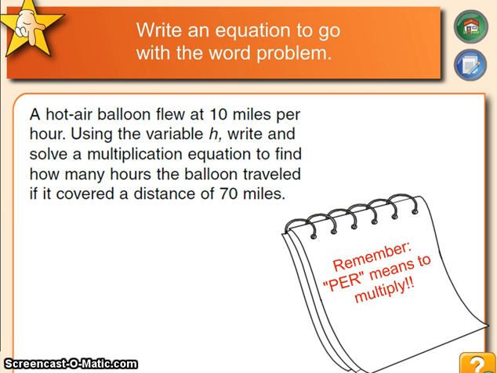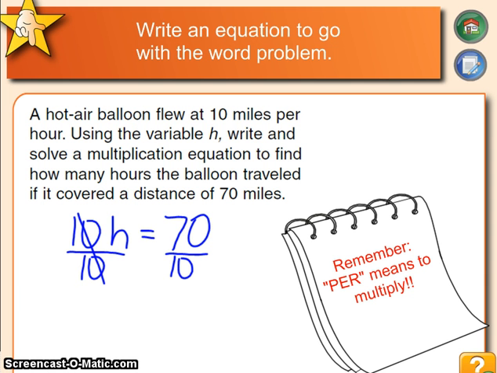Okay, so let's take it piece by piece. The balloon flew at 10 miles per hour. Again, remember, per means to multiply. So if I take my 10 miles per hour and multiply it by how many hours we've flown, in science class you're going to go over this equation as well. Rate times time equals distance. We know the balloon went 70 miles, so now multiplying by h, to get rid of that, we divide by the number attached, and you get an answer of 7 hours.